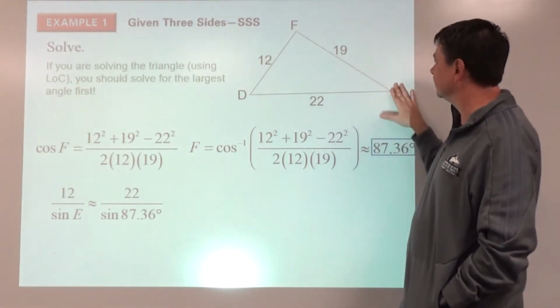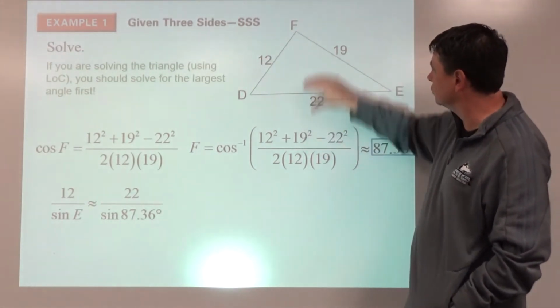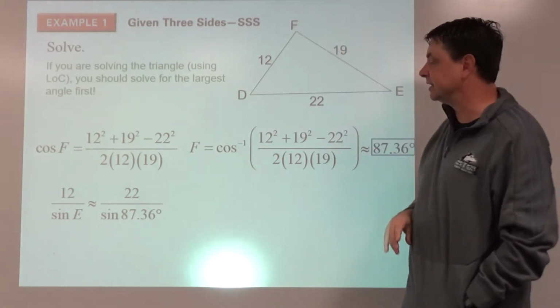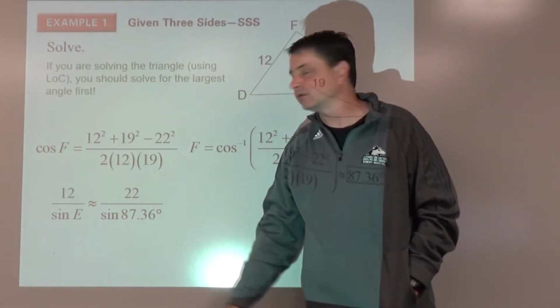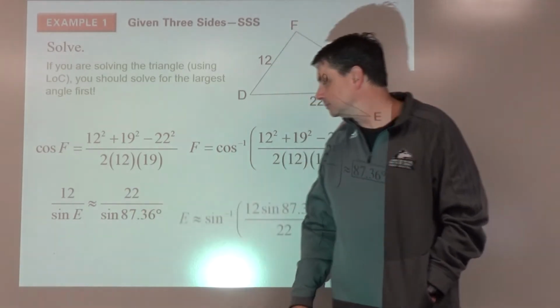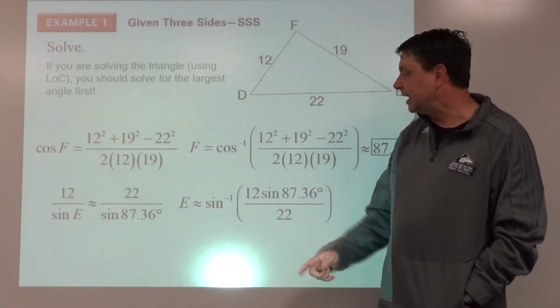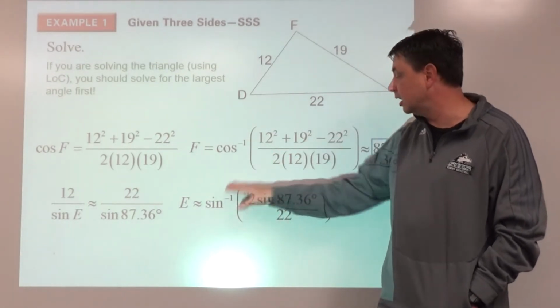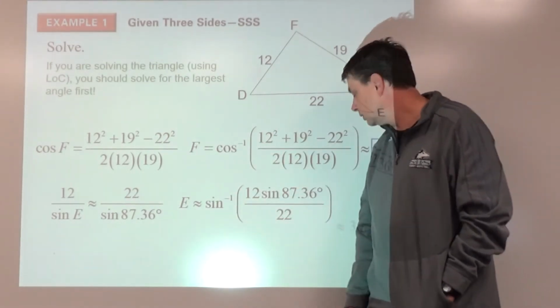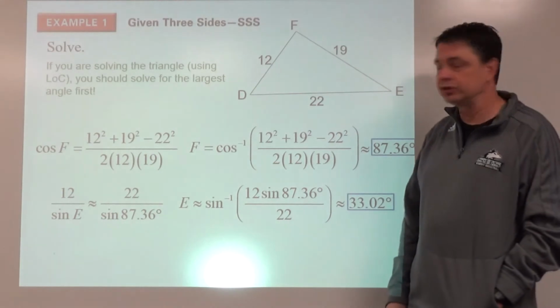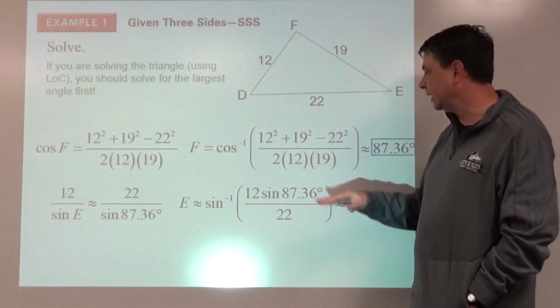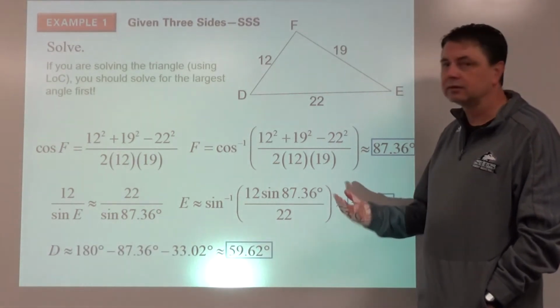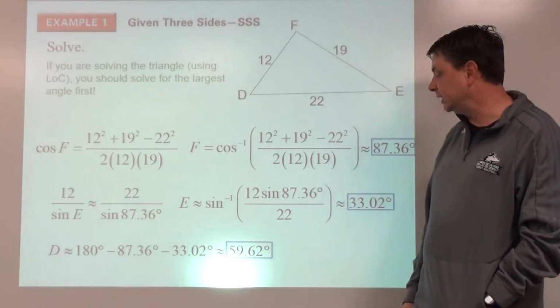12 over the sine of E is equal to 22 over the sine of 87.36 degrees that we just found. Cross multiply. Sine of E would be this fraction, so take the inverse sine of that fraction. And we're going to get about 33.02 degrees. And then 3 angles have to add up to 180, so we get that.